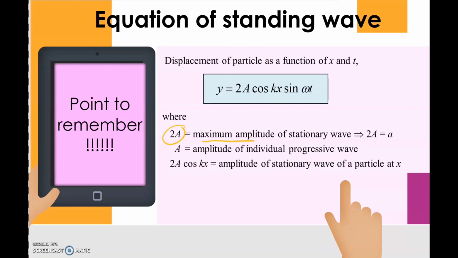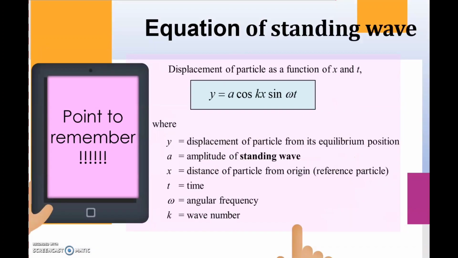2a is the maximum amplitude of the stationary wave. a is the amplitude of individual progressive wave, and 2a cos kx is the amplitude of standing wave of a particle at x. So you have to remember this is the equation you have for standing wave, or we can say stationary wave.